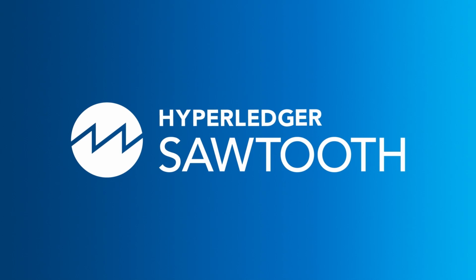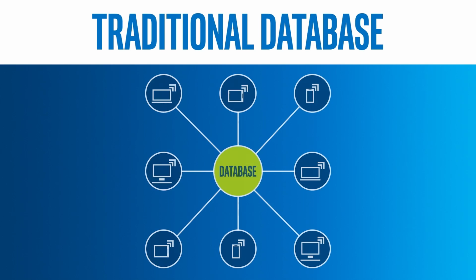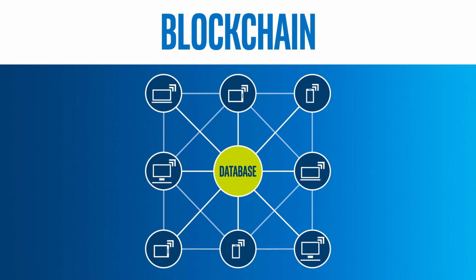Okay, so then what is Sawtooth? Sawtooth is an implementation of a blockchain that Intel has contributed to the Hyperledger Foundation. Okay, so before diving in, let's get on the same page by giving a brief overview of blockchain in general. Blockchain is a type of database, but it's fundamentally different from a traditional database. A traditional database is centralized in a single location, while in contrast, blockchain is a distributed database, correct?